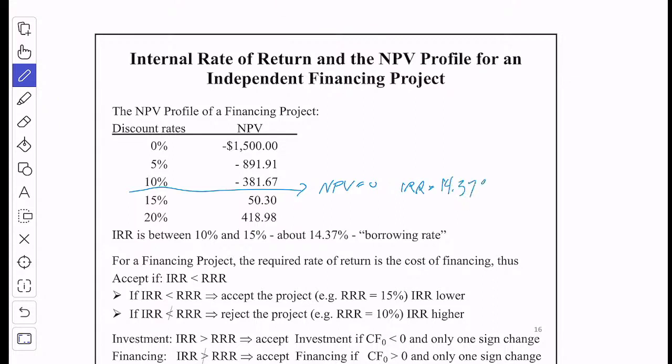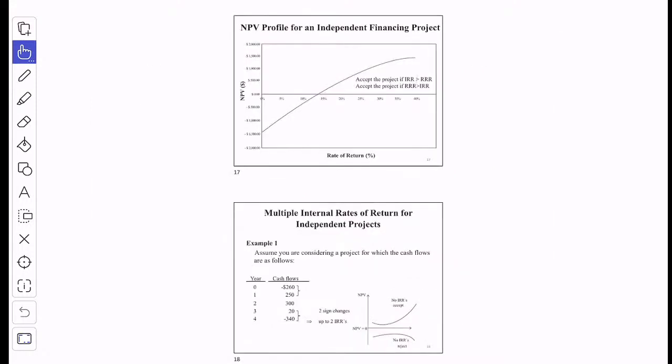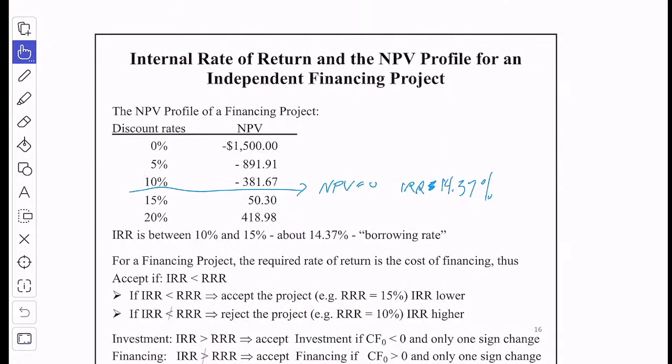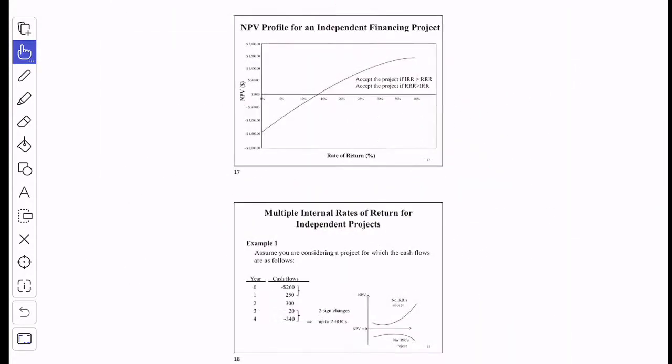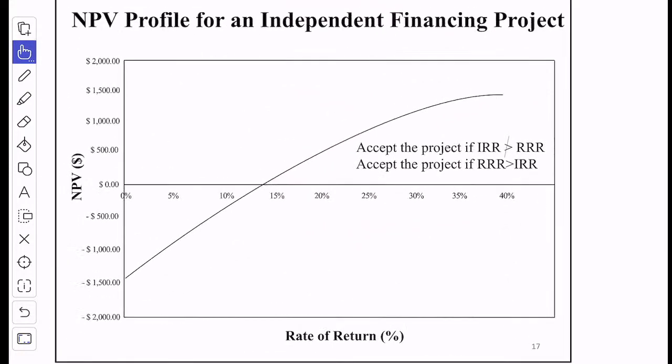So what does the IRR mean now that we've flipped things? The graph will help us understand. Here is the graph of the NPV profile. As I promised, it's going to be increasing. It's going to cross. This is 14.37 here. And then what do we see? We see that at these discount rates, the NPV is positive.